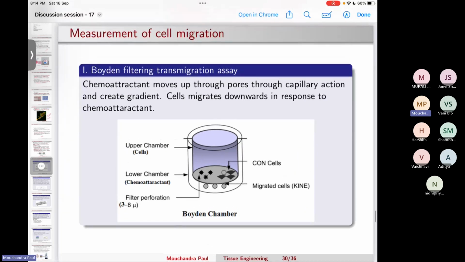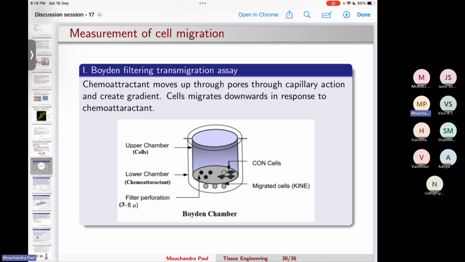Now, measurement of cell migration. When we were studying the mechanism of cell migration, we didn't cover how to actually see whether a cell is migrating or not, or how to measure the migration of the cell. We only saw graphs where people use lines to track the path of the cell, but how they actually do it. There are various assays available, so I will briefly explain each of these.